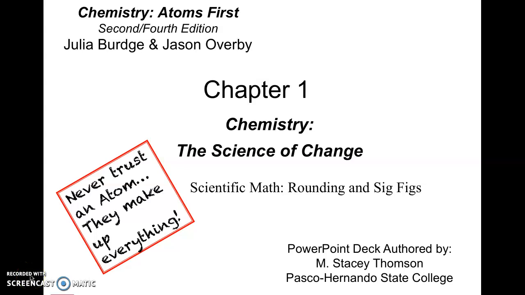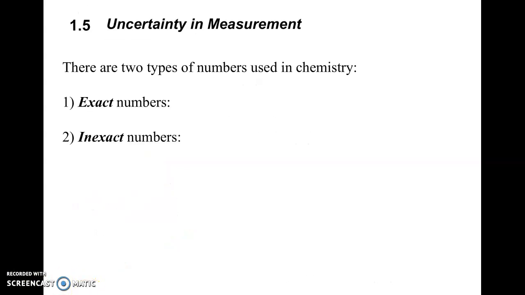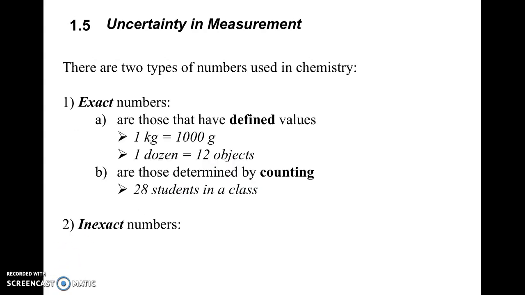All right, here we are with the second video in chapter 1, and here we're going to talk about math and its uses in science, particularly how we round and how we use significant figures. So to start off, the first thing you have to recognize is that in science or in chemistry, there are two kinds of numbers. There are exact numbers and inexact numbers. And you may wonder why we even deal with inexact numbers until you understand what they are.